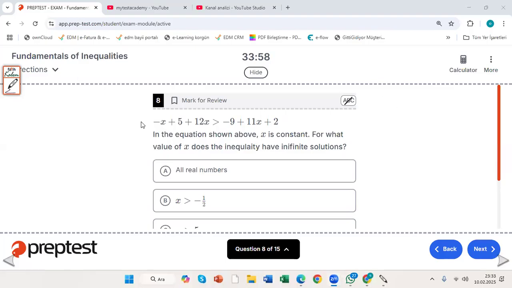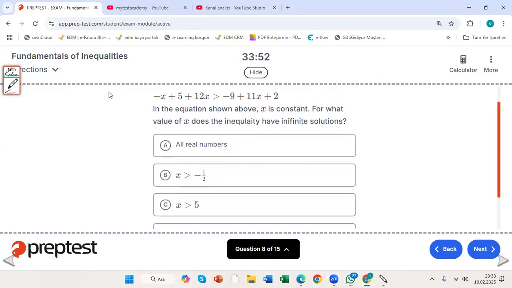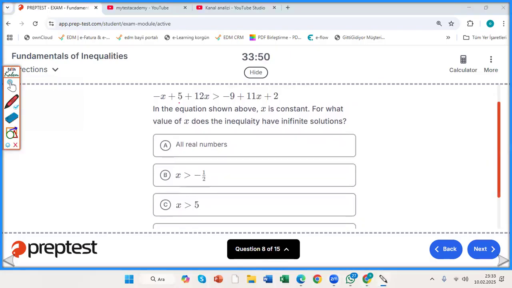Okay, let's check this question for inequalities. For this question, it is a little bit different from others because when you look at this question, yes, we see an inequality. In the equation shown above, x is constant, and for what value of x does the inequality have infinite solutions? We are asked to find.